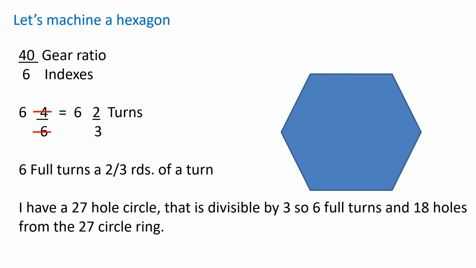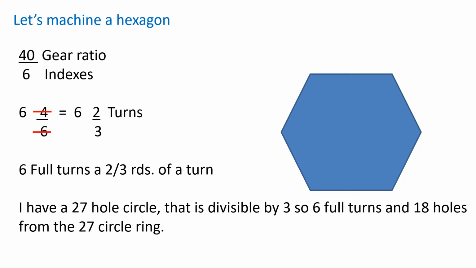Let's machine a hexagon on our indexing head. I have a gear ratio of 40, 6 sides or 6 indexes. So 40 divided by 6 equals 6 4/6. If I reduce that down, it's 6 2/3. So I will need 6 complete turns and 2/3 of a turn for each side of my hexagon.